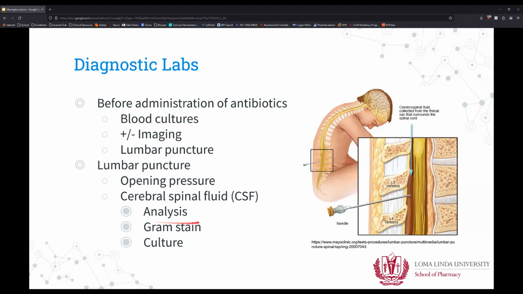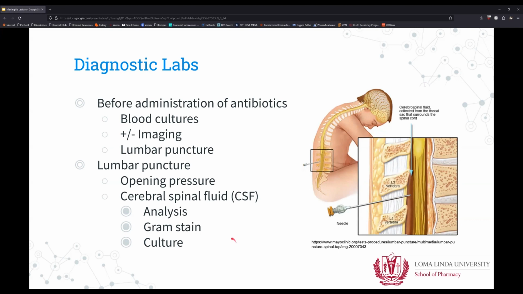So we're going to analyze it and see the breakdown of all the components within it. And that's going to help us determine what is the etiology of our meningitis. And then it's also going to be gram stained to see whether it's gram positive or gram negative and give us an idea what needs to be treated. And then culture to see what specific organism is isolated and needs to be definitively treated at that point later on.